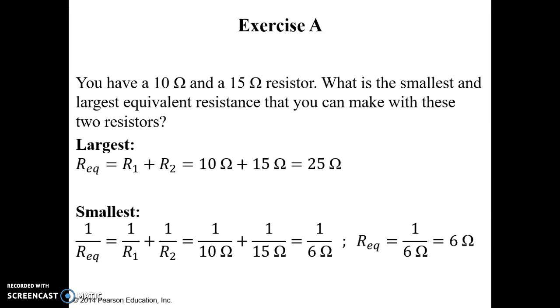For the smallest equivalent resistance, the resistors are in parallel. And using the equation for equivalent resistance for resistors in parallel, we get 6 ohms. Now, please take a careful look at how this is done mathematically to calculate the equivalent resistance for parallel.